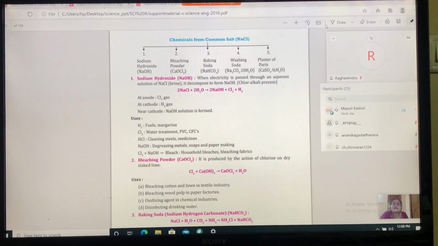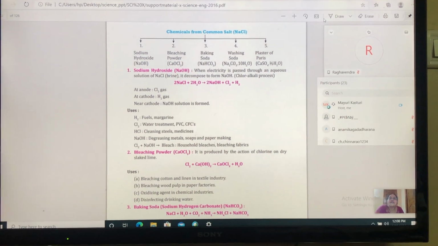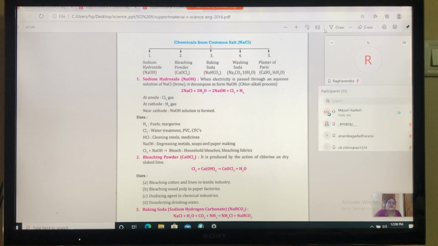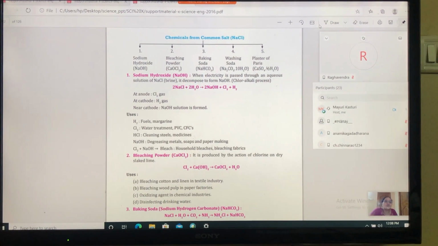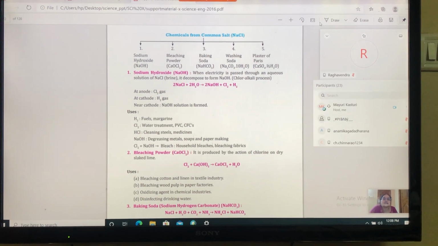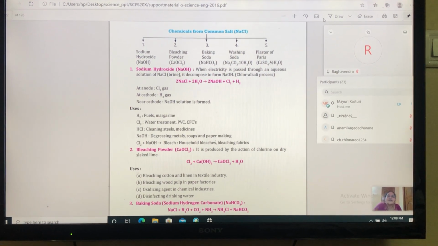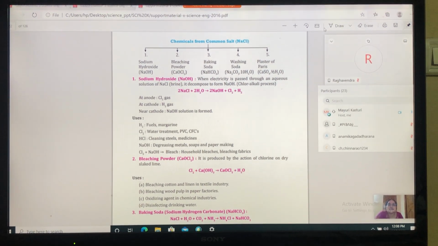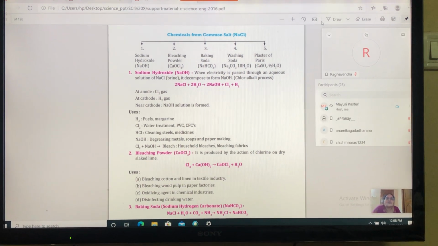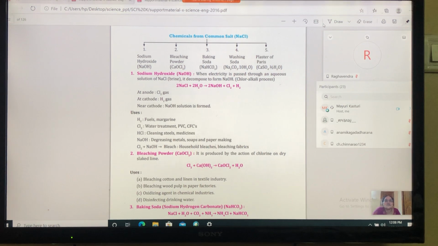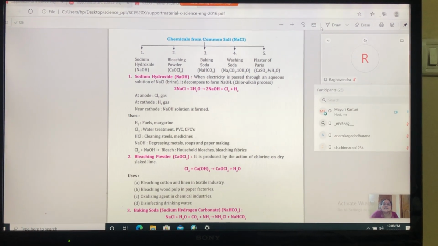So what is brine solution? When electricity is passed through an aqueous solution of sodium chloride. The aqueous solution of sodium chloride is called brine solution, BRINE. It decomposes to form NaOH. That process is called the chlor-alkali process.